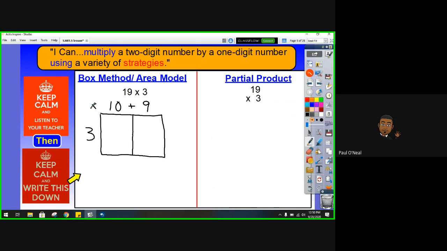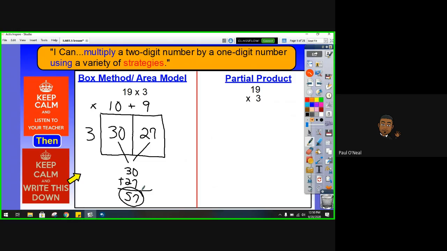So let's take it one by one. So we have 10 times 3. That, of course, is 30. Our next box, 9 times 3 is 27. We now take those two numbers, and we have 30 plus 27. We then end up with 57 as our answer. So 19 times 3 equals 57.